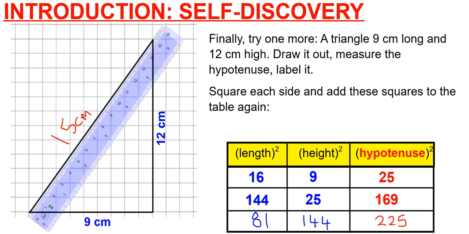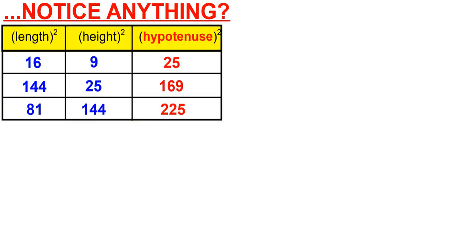So you might be thinking, well, why are we doing this? The idea is to see if we can spot a pattern. So having done these 3 triangles, let's have a look and see if we can notice anything between the length squared, the height squared, and this red number, hypotenuse squared. Do you notice anything for each row?